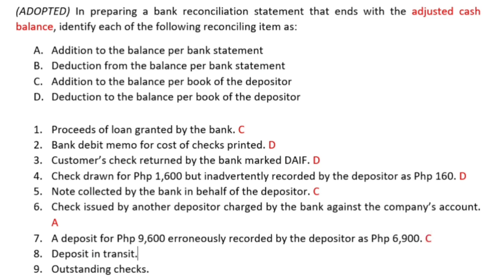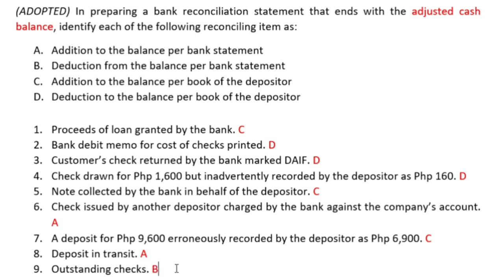O, ganyan natin ito ina-analyze para hindi masayang yung puntos kapag ito ay quiz or part ng exam. Now, for number 8, deposit in transit. O, madali lang ito. This is a reconciling item on the part of the bank, addition. So, number 8, the answer is letter A. Deposit in transit is an addition. O, on the other hand naman, yung number 9, outstanding check, this is also a reconciling item on the part of the bank. O, this is a deduction from the balance per bank statement.